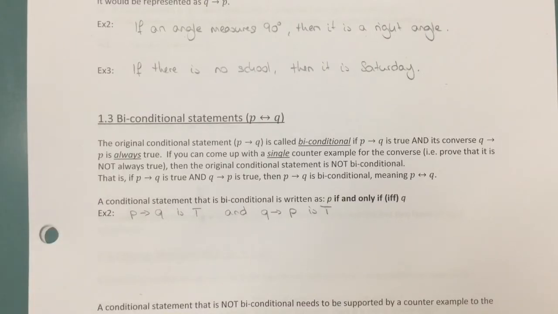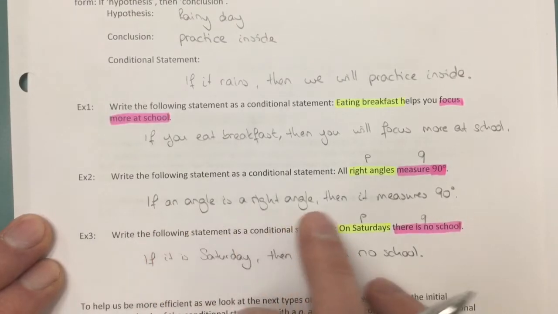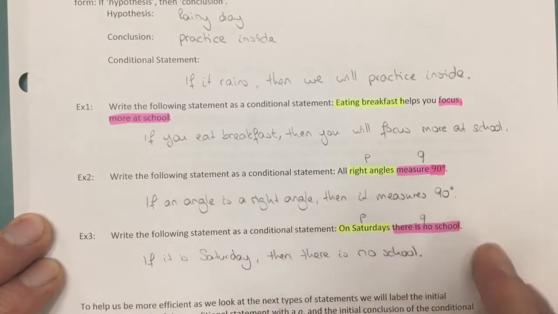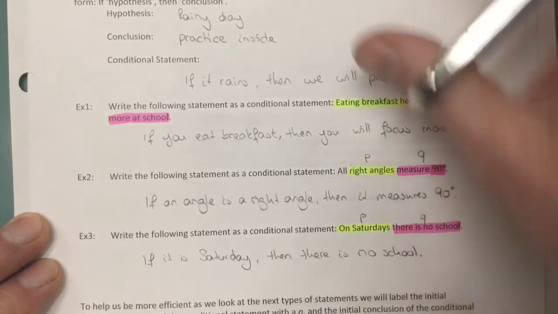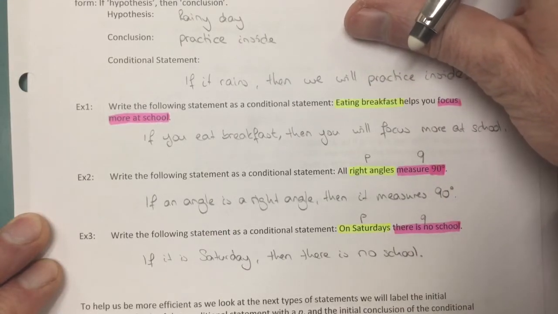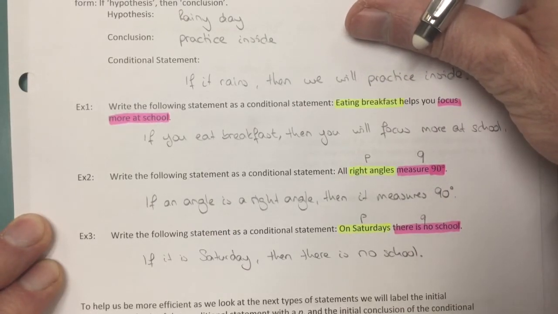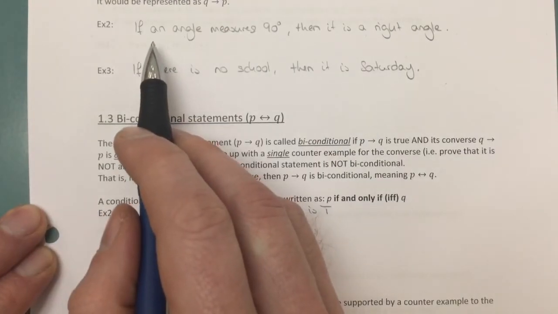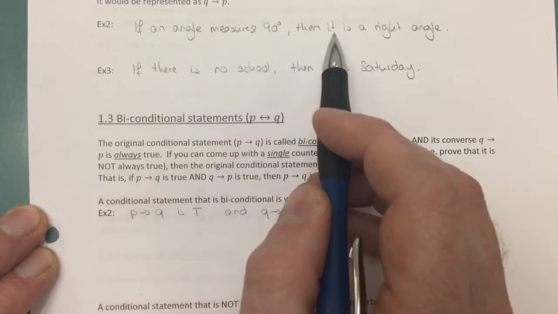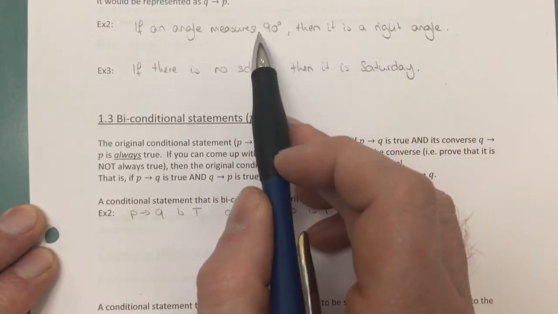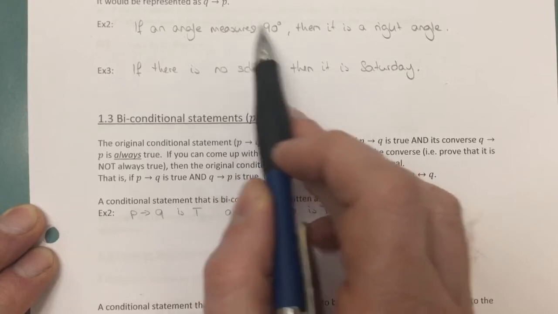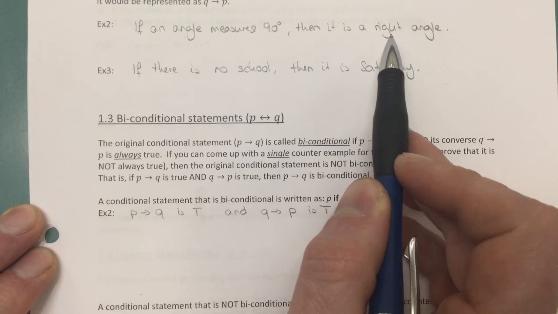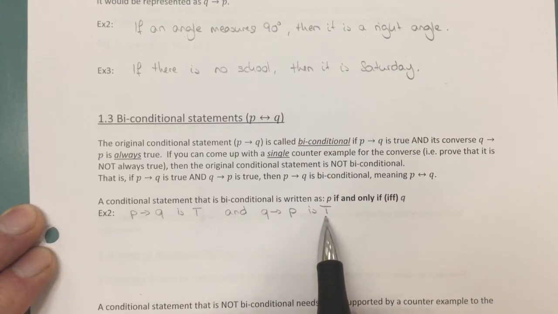And let me just point that out. If an angle is a right angle, then it measures 90 degrees. So every right angle measures 90 degrees, right? So that one is true. That's the conditional statement, and that one is true. P to Q is true. Then we wrote the converse. If an angle measures 90 degrees, then it is a right angle. That's true as well, because every angle that measures 90 degrees is called a right angle. So that means the converse is also true.